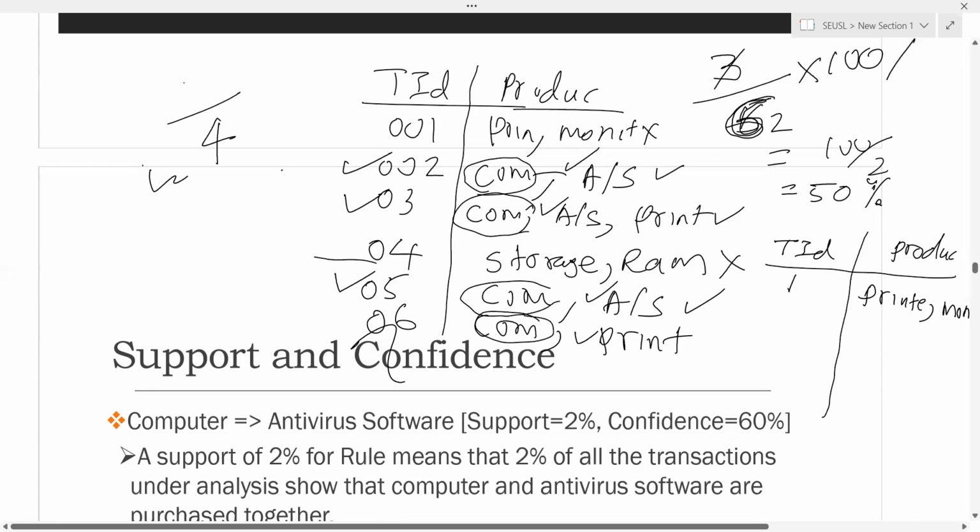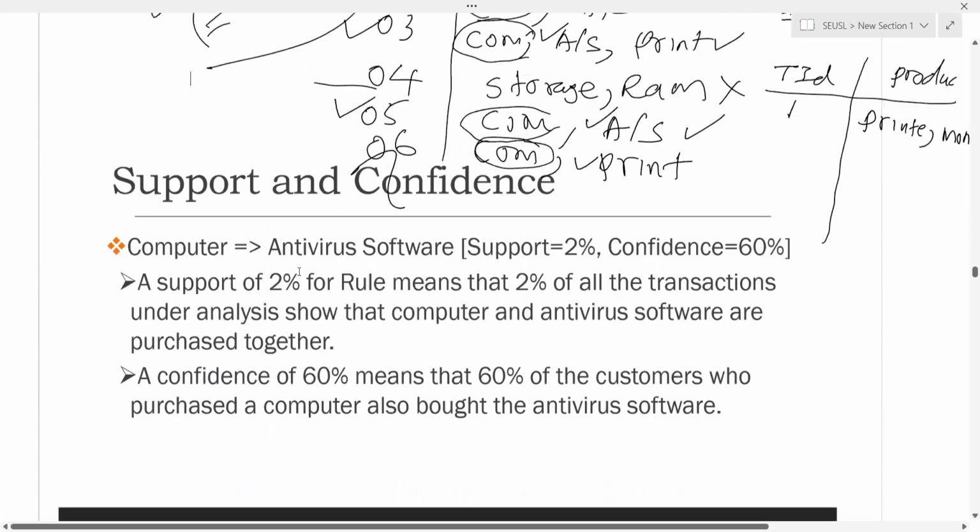Anyone? 3. 3. So this is multiplied by 100. How many percent? 75% is the level of confidence here. This is the way you can calculate the support and confidence.